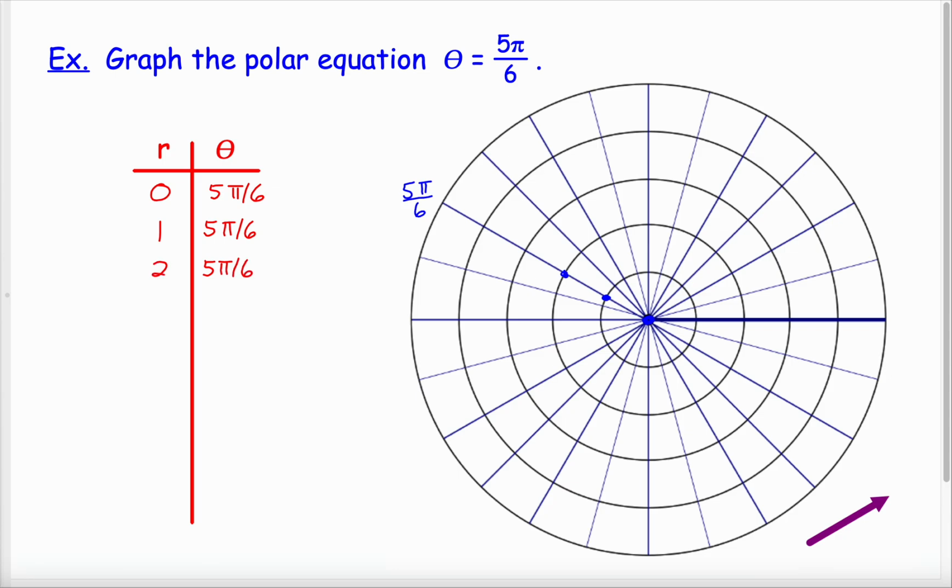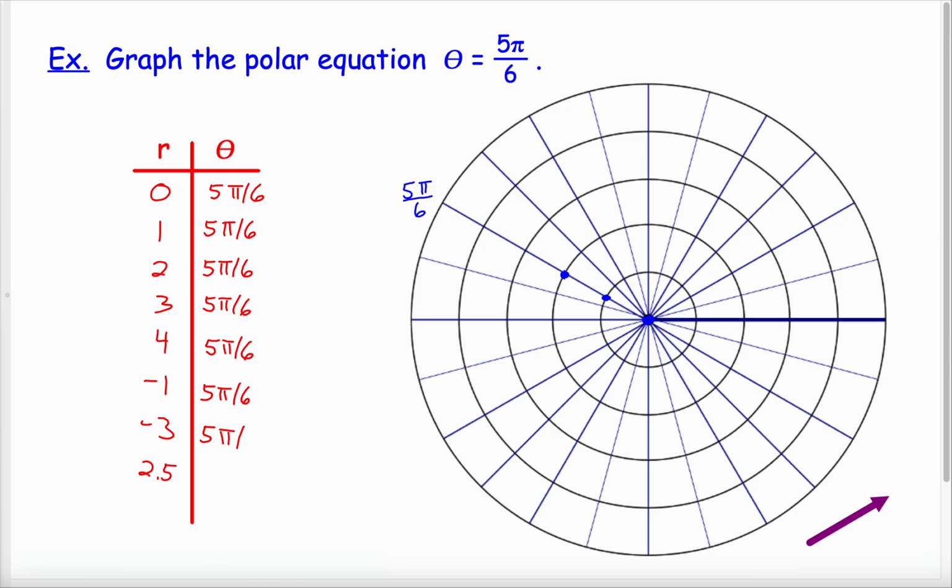Oh, wait a minute. I'm starting to see what's going on here. Theta equals 5 pi over 6. R equals 3. And then r equals 4. Let's be creative. How about r equals negative 1? Or r equals negative 3? Oh, how about r equals 2.5? But theta has to be 5 pi over 6 for all of these r values.